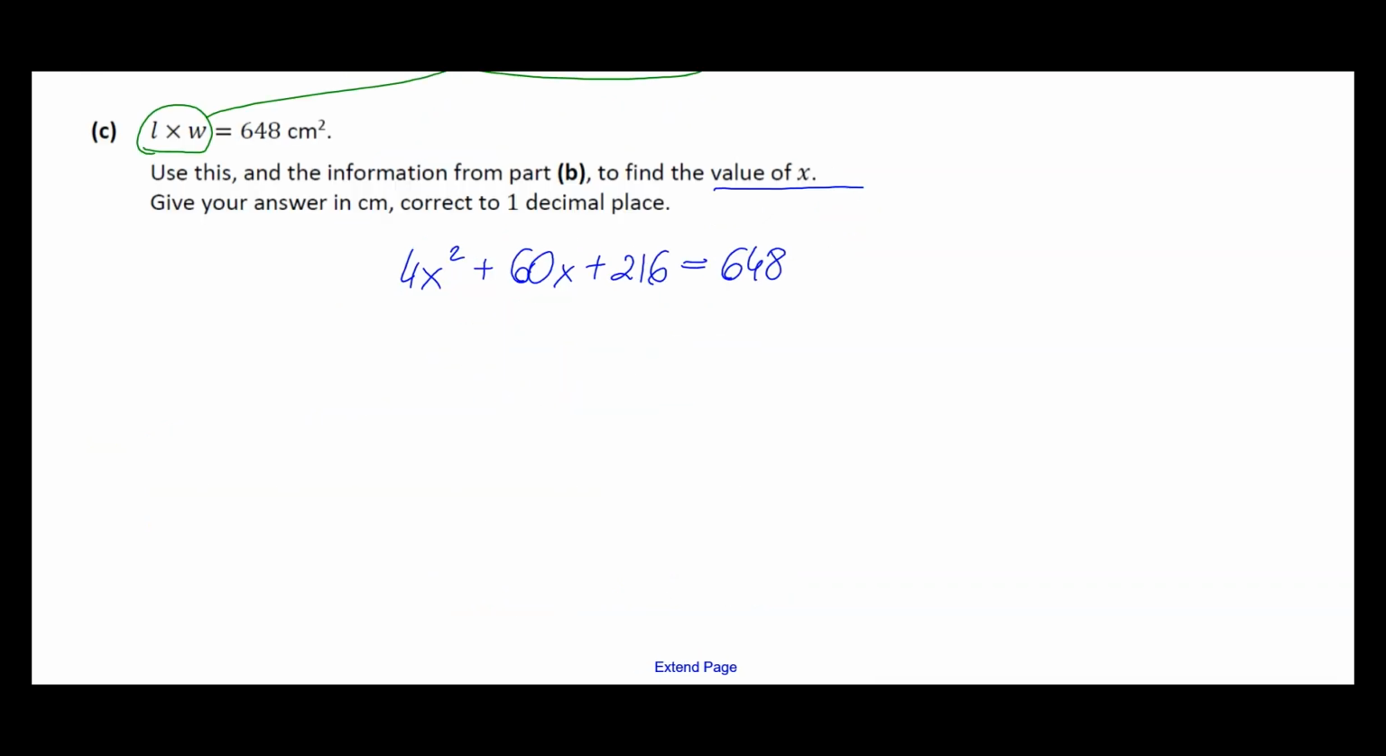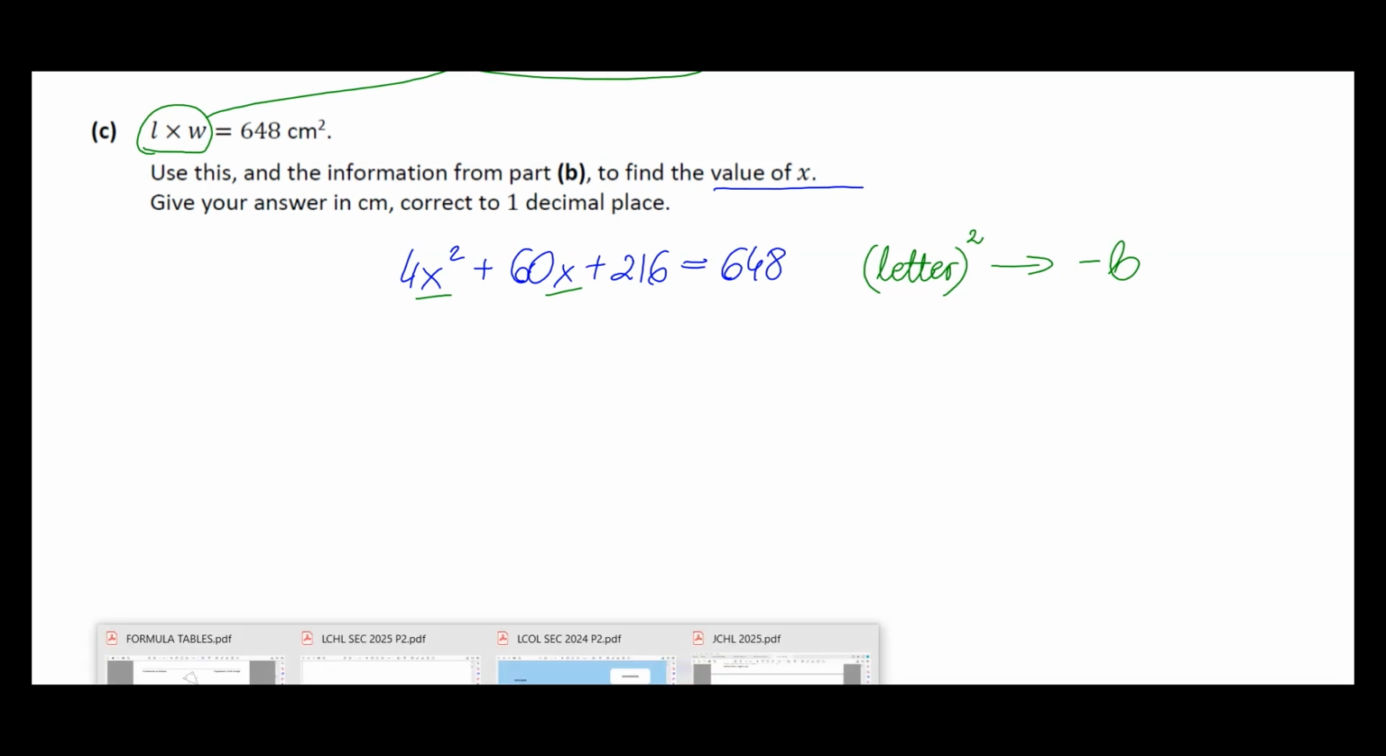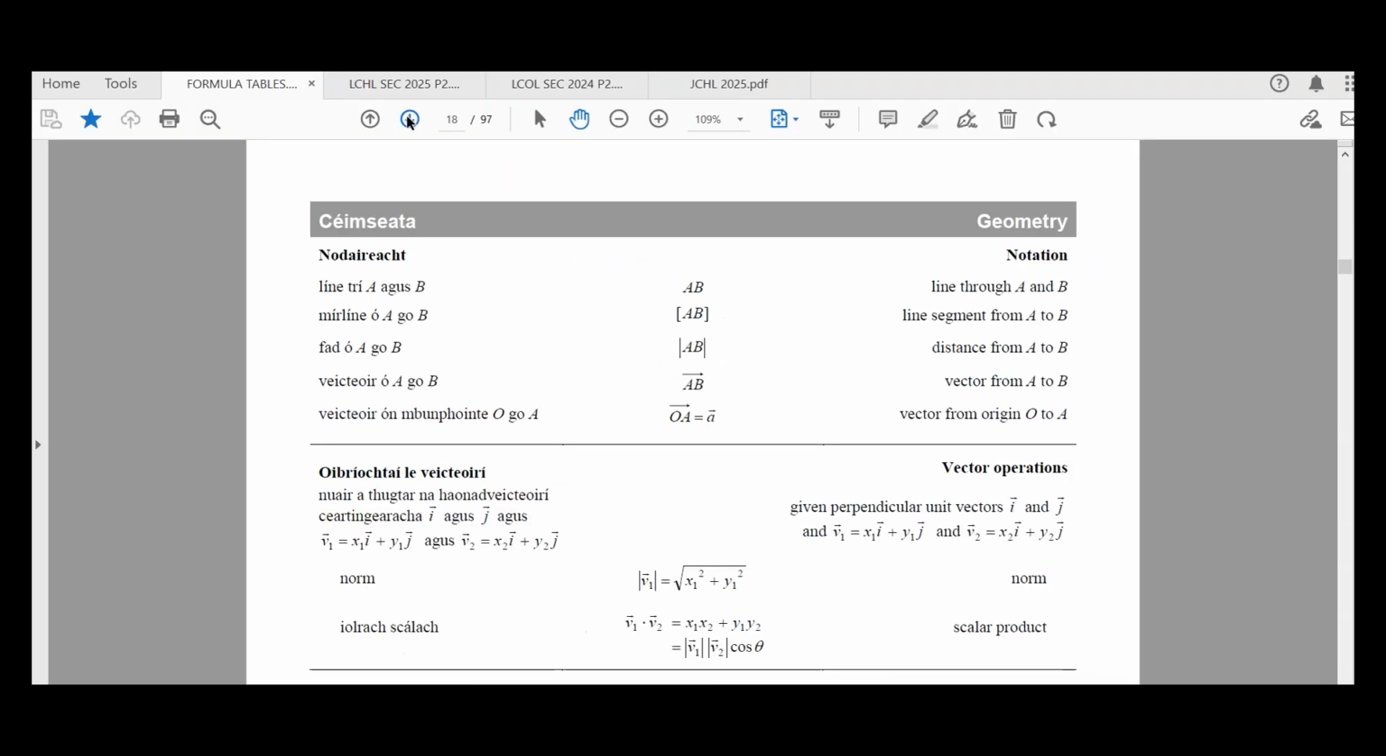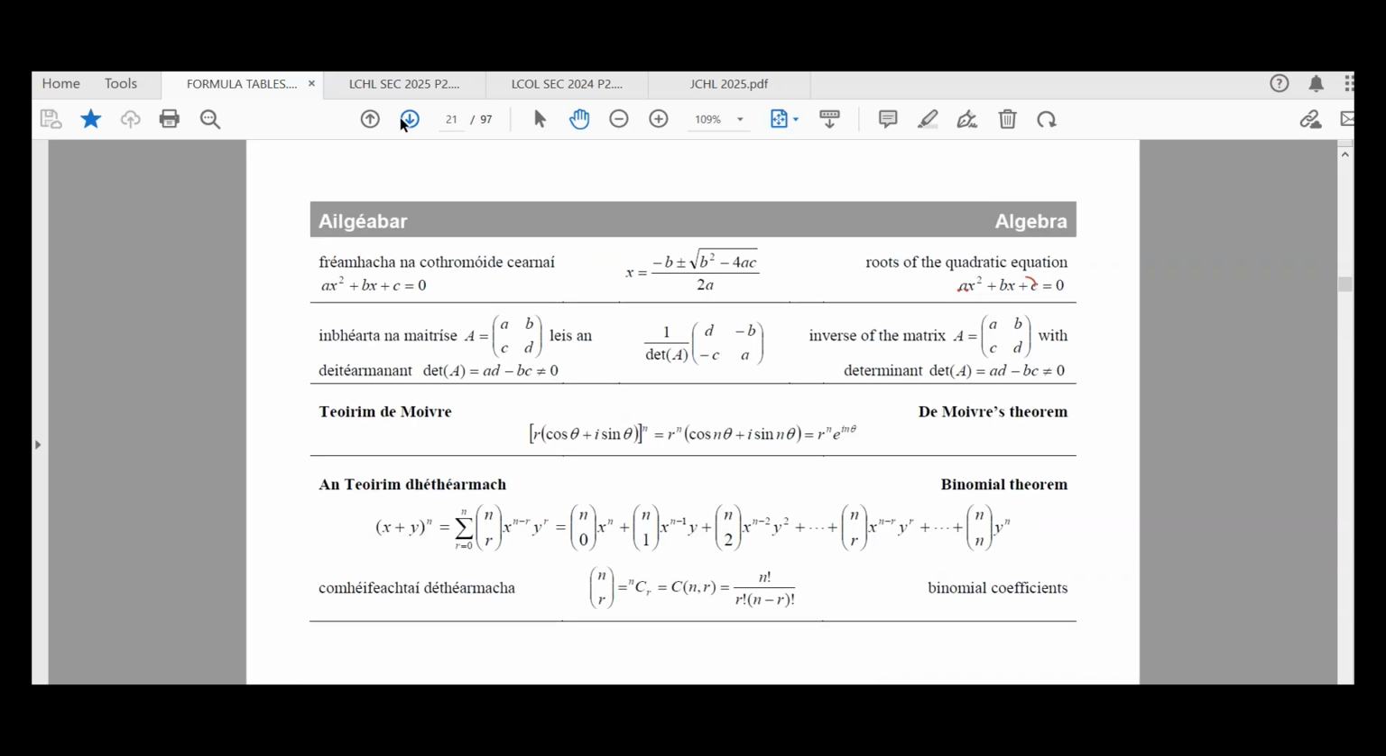So again, how do we solve it? In maths, it doesn't matter at what point, once you see a letter and that letter is taken to the power of 2, you think about the minus b formula in your table. What we have here is a quadratic equation. We have x to the power of 2 and x, and that's our minus b formula. So where is it in our table? We go to the table page, I think 20, there it is.